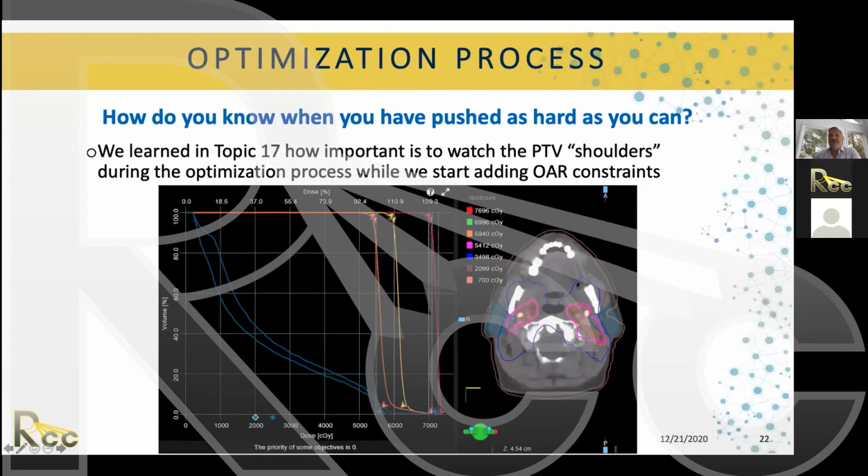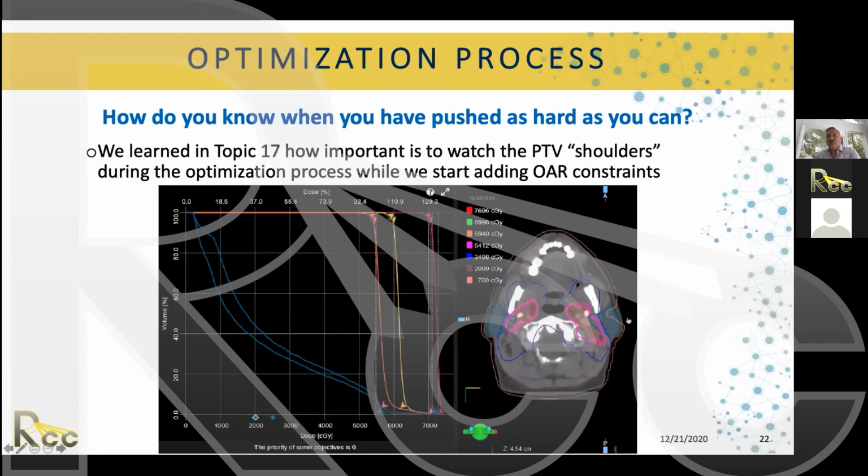So we learned in this topic how important it is to watch for the PTV shoulders. After you get a good coverage, you need to keep watching everything that you do, keep watching the shoulder to see if you're ruining something or over-covering something during the optimization while you start adding the OAR constraints. For example, this is a little video, hope it works. Just let me know if it doesn't work.